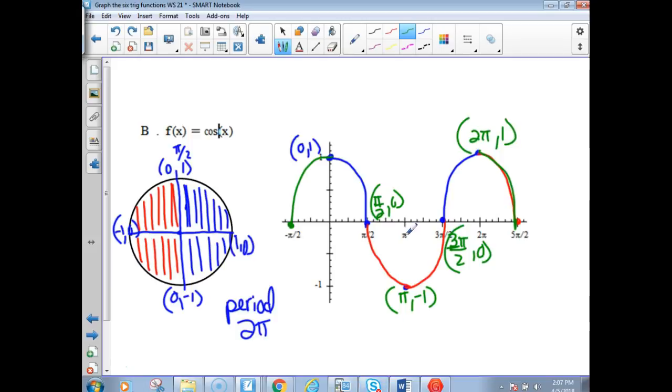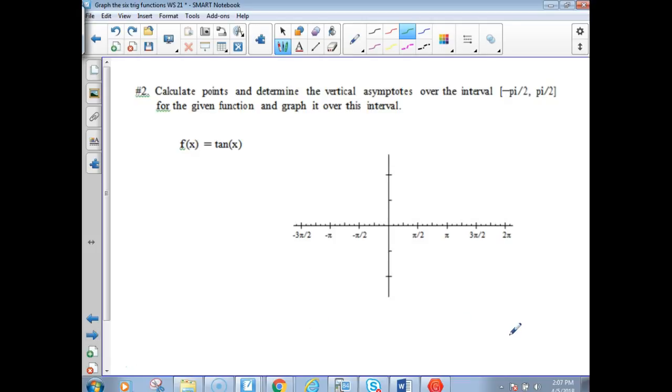Okay, and yes, those are going to need to be labeled on all of your graphs. Okay, let's check out the tangent.